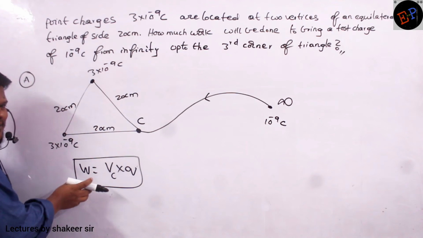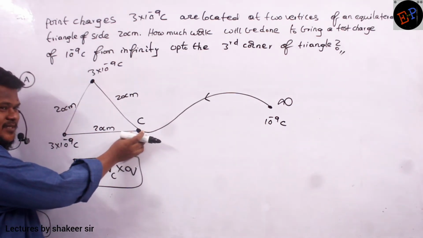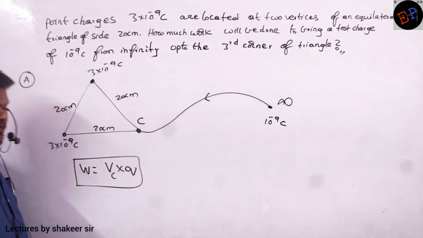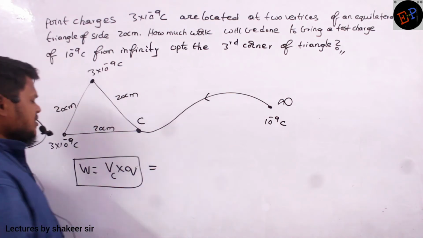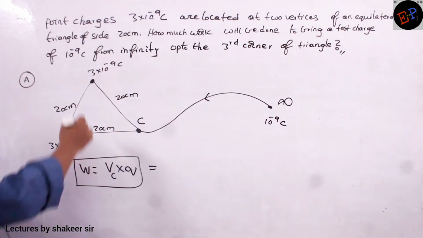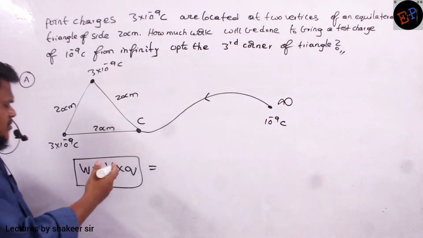Okay, work done is what? Work done is nothing but the potential existing at this point multiplied by the charge which you are moving. That's all, no? So at a point C, who will give the potential? This charge and this charge. Both of them will give the potential, no? Clear, no? So just add them.